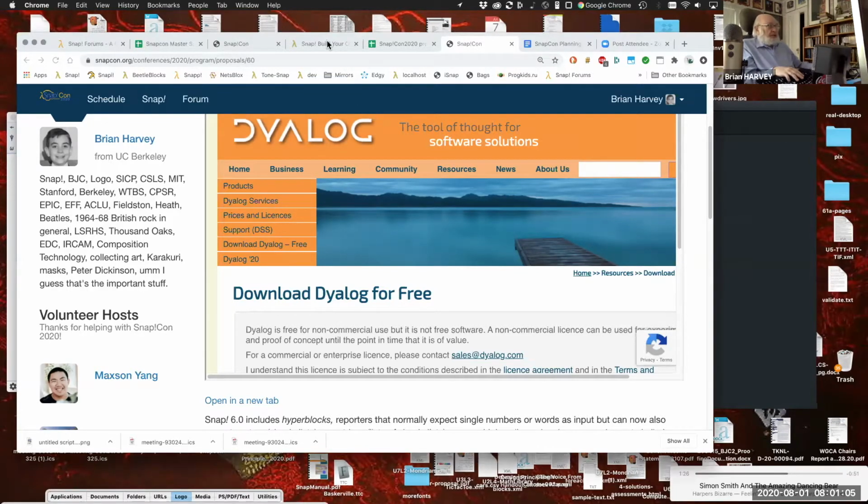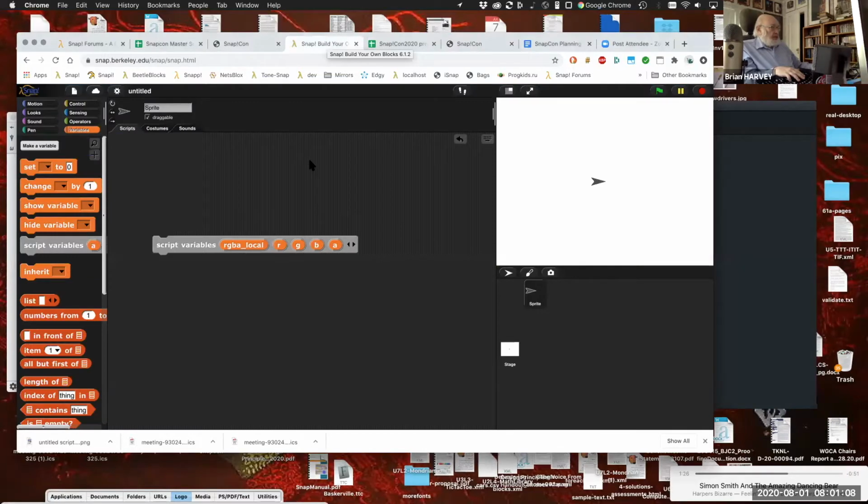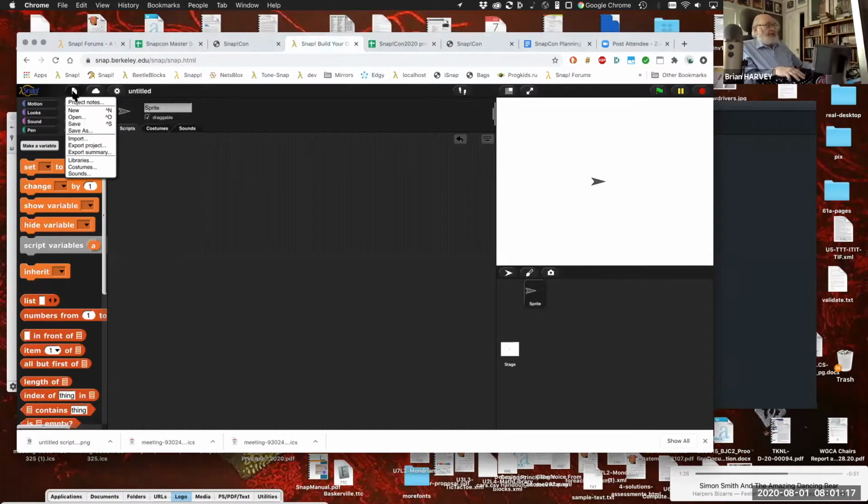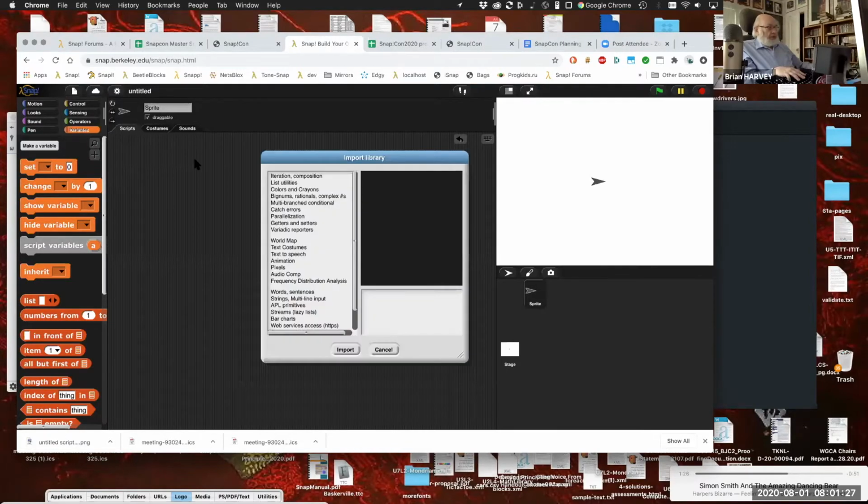First thing I'm going to do is, in Snap, load the APL library. So file menu. You don't have to do this because we're actually going to be working in APL, but I just wanted to show what it's like. And down most of the way to the bottom in the third chunk of libraries, we have APL primitives.